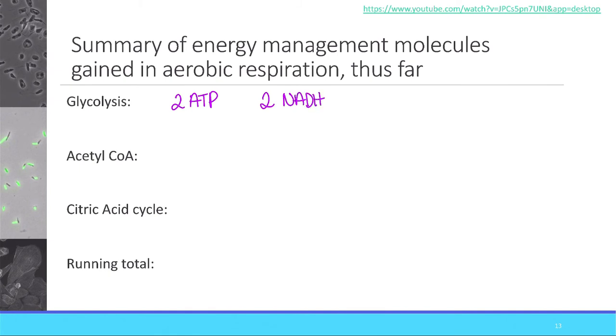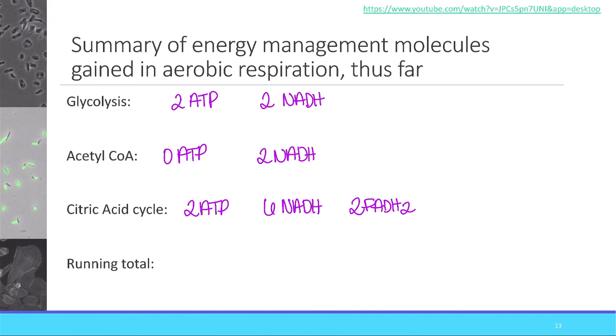For the production of acetyl-CoA, we actually didn't make any ATP, but we did make 2 NADH. In the citric acid cycle, we made 2 ATP, 6 NADH, and then this is where we introduce that new energy management molecule. So we made 2 FADH2. So far, our running total is 4 ATP, 10 NADH, and 2 FADH2. So not too shabby.